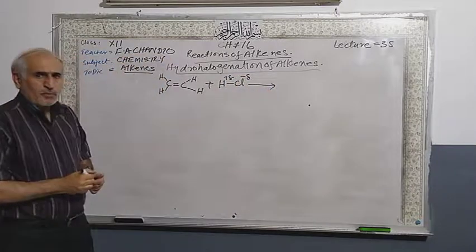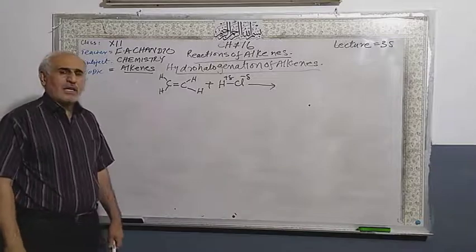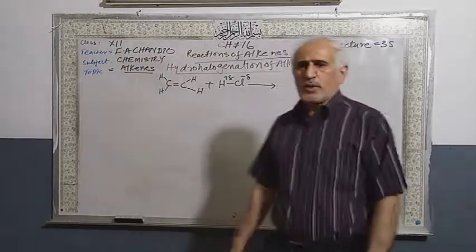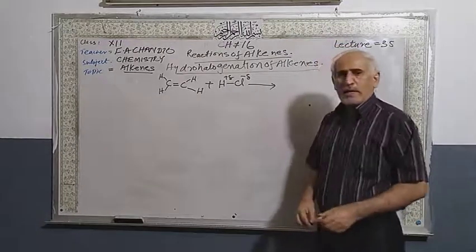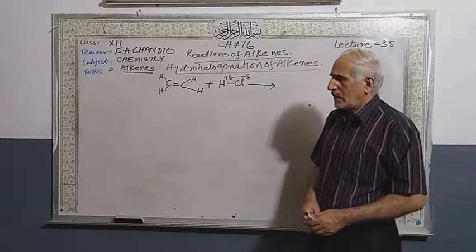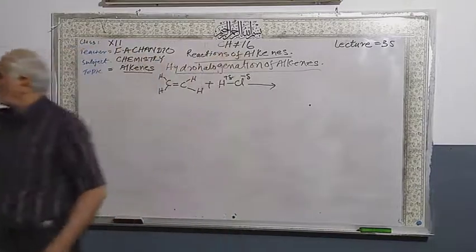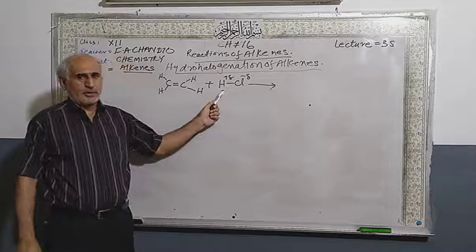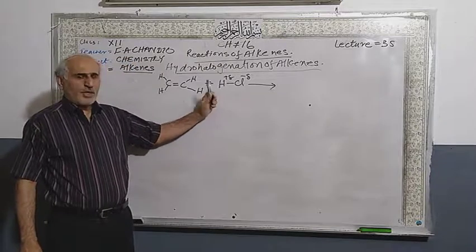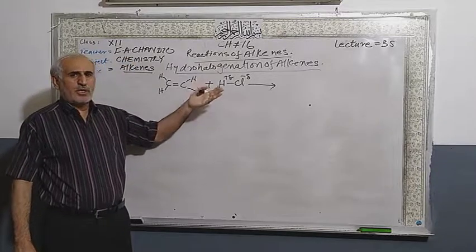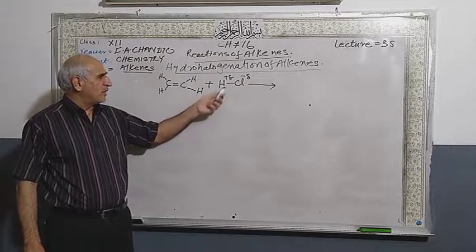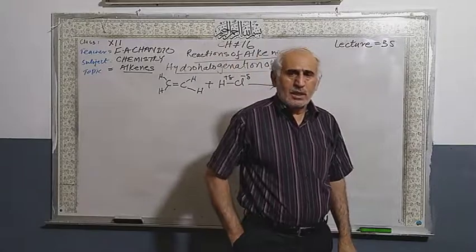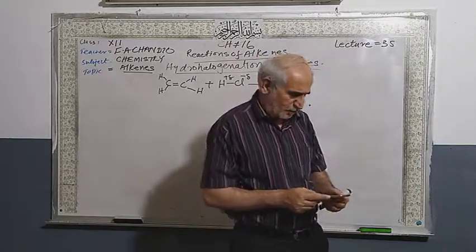So ethene is a symmetrical alkene. Symmetrical means both sides contain the same number of hydrogen atoms attached to the carbon. This is called symmetrical. So this is the unsymmetrical reagent. Unsymmetrical means different, an unequal distribution of electrons between the hydrogen and halogen. This is unsymmetrical.